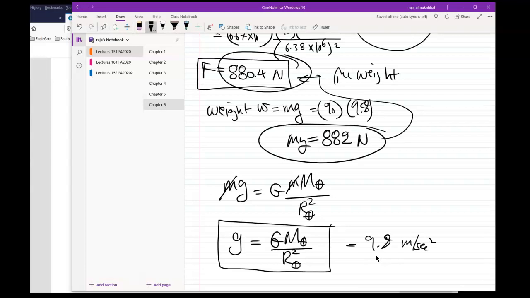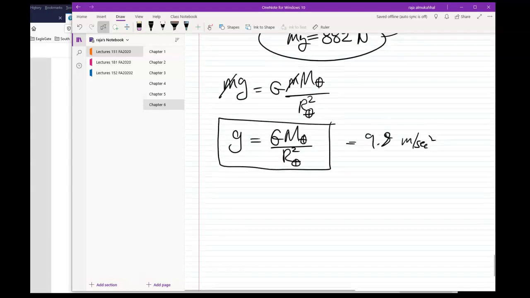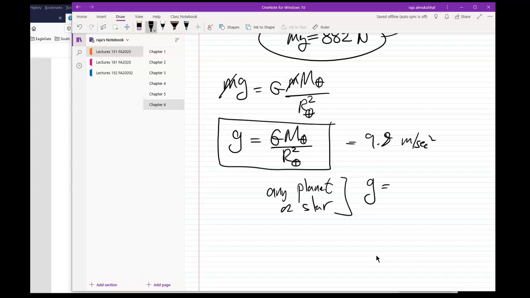As a matter of fact, if I want to know the gravity, the acceleration due to gravity G for any planet or star, it's the same formula: G equals the mass of that planet divided by the radius of that planet squared. That's how we find the G value of some astronomical star or a planet.